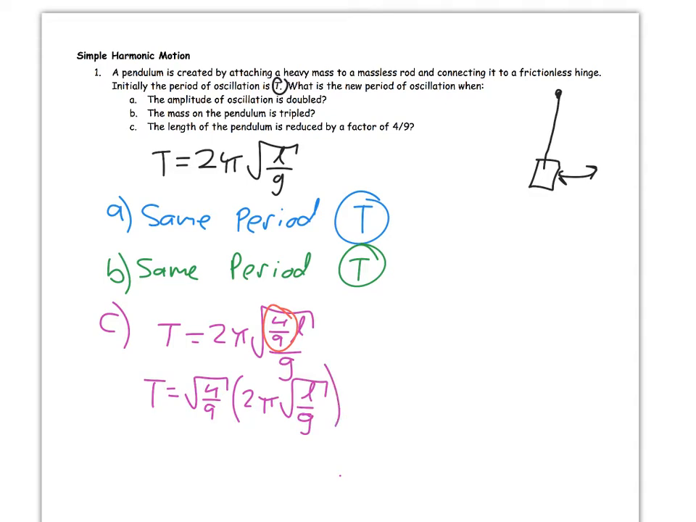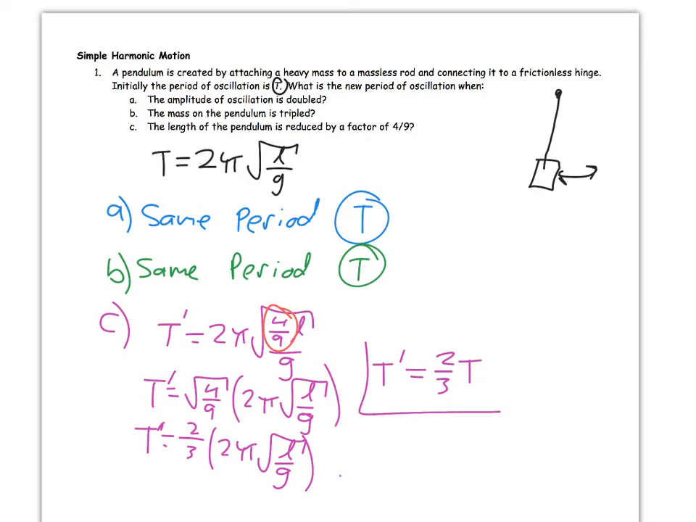I can go ahead and mathematically take the square root of 4/9, which is just 2/3. So it's 2/3 times 2 pi times the square root of L over g. And this term here ends up being my original period. I really should call this one T prime because it's my new period. And so I find that T prime, that new period when the length is only 4/9 as much, is going to be equal to 2/3 times T, which is my original period.